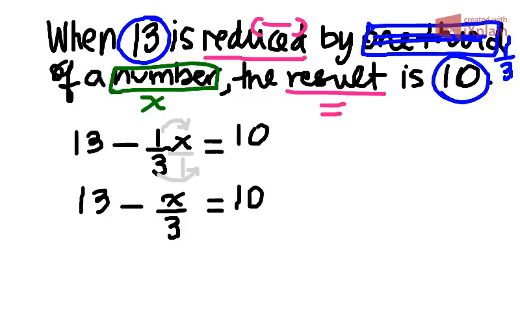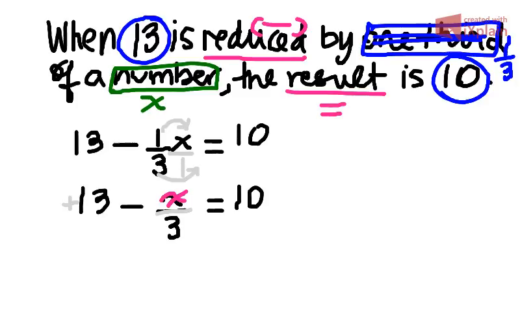Here what we could do now, because we are after the value of x, we need to remove the 13 and the 3 and that negative from the left hand side. Where do we start? We have to start from the operation furthest away from x. So the first operation around x is the divided by 3. Then the other operation is this 13, positive 13 that is being added. So first thing to do then is remove that 13.